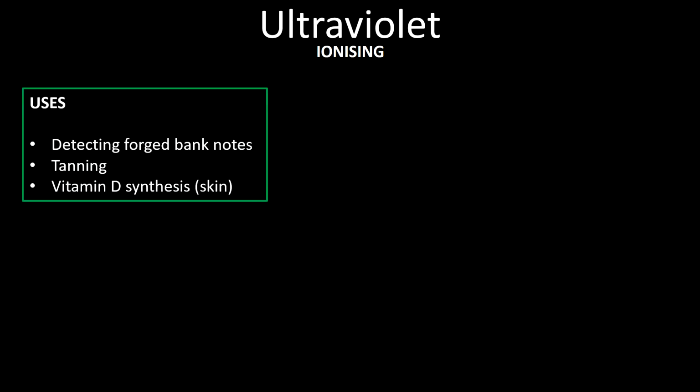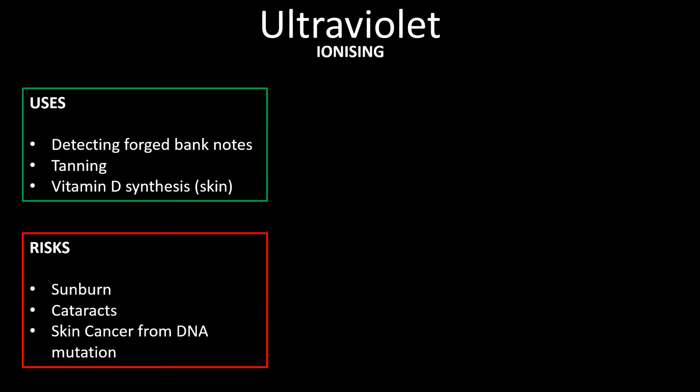Okay, ultraviolet, usually regarded as ionising. Main uses: detecting forged banknotes, tanning and vitamin D synthesis in the skin. That means your skin can make vitamin D if it's exposed to ultraviolet light.